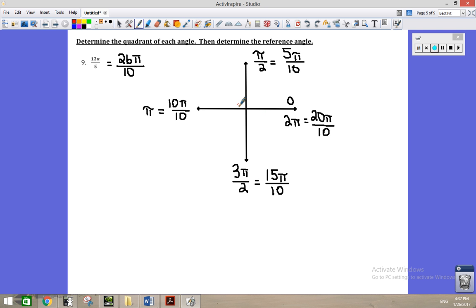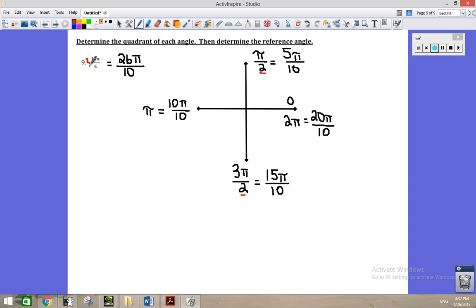Now they've given me the angle measure in radians. I need to know my cutoffs for my boundaries in radians. 0 radians, see, it doesn't have the degree symbol, so I know I'm in radians. Pi over 2, pi, 3 pi over 2. 2 pi is 1 complete revolution. When I look to 13 pi over 5, with this denominator of 5 and these denominators of 2, it's too difficult to compare these fractions without a common denominator.